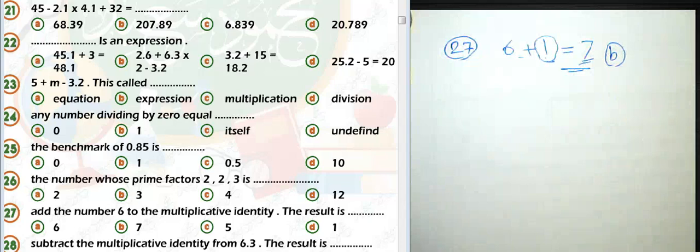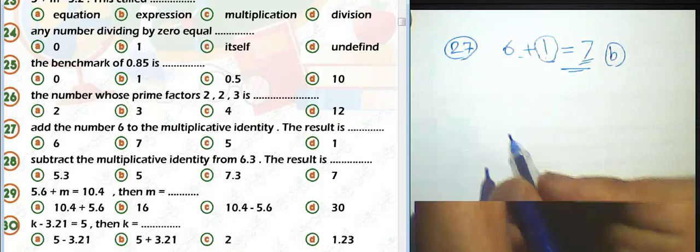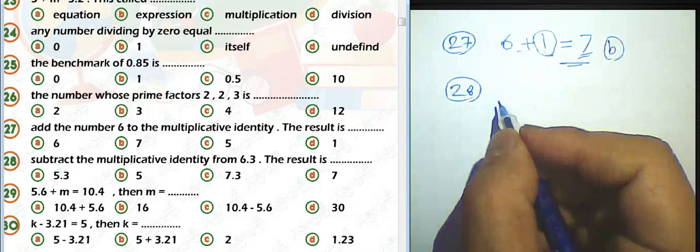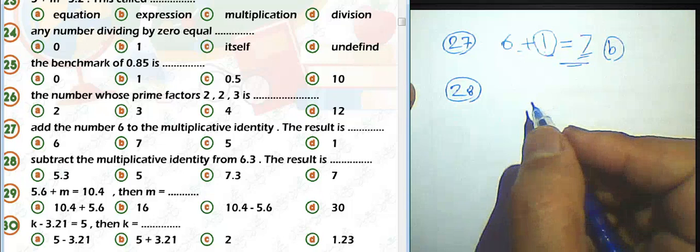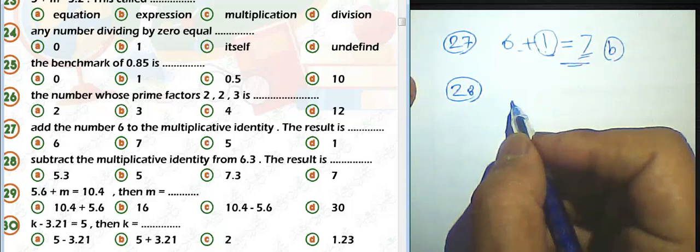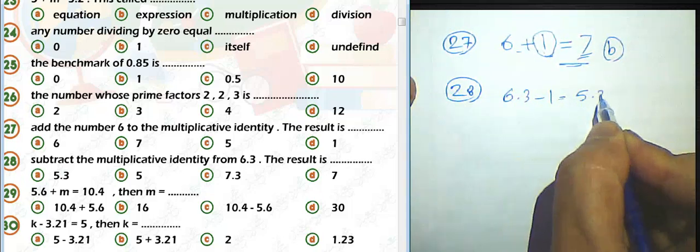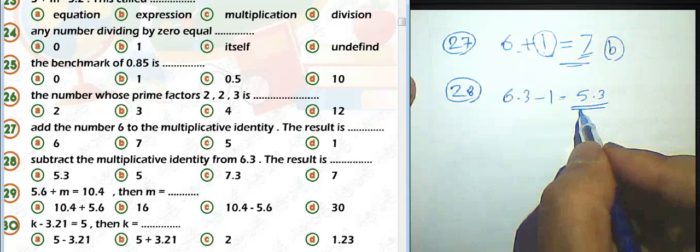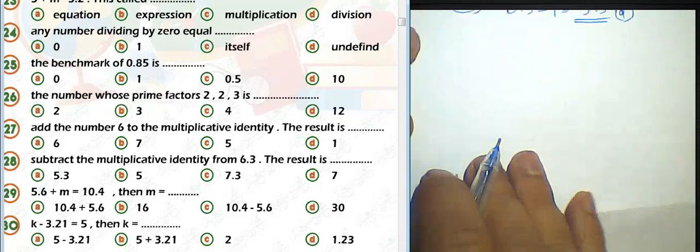Look at question 28. Question 28 here. Subtract the multiplicative identity from 6.3. The result will be, they asked about this in question 28. Subtract the multiplicative identity. The multiplicative identity is 1. So we must write 6.3 subtract 1 equals 5.3. Okay, the result will be 5.3. We must choose that letter for question 28.